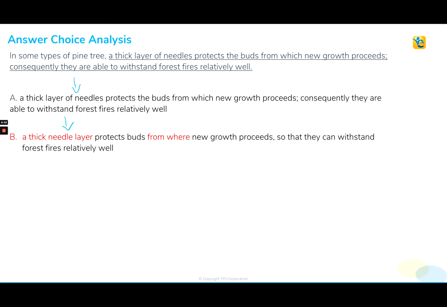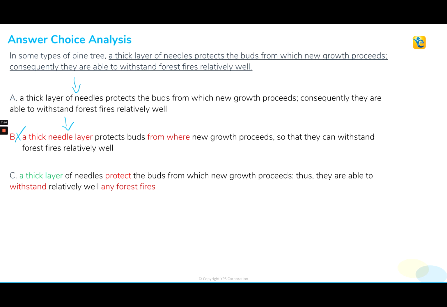So this is an expression error. This usage doesn't precisely communicate the same meaning that we get from that thick layer of needles. Also, take a look at the modifier from where in this option. The use of where is used to communicate something comes from a place or a location. So we have the use of where here in addition to the use of from. It's almost like we have a roll of doubles here because together these are both communicating that they're coming from a location. So we definitely have redundancy. So we can go ahead and reject option B here.